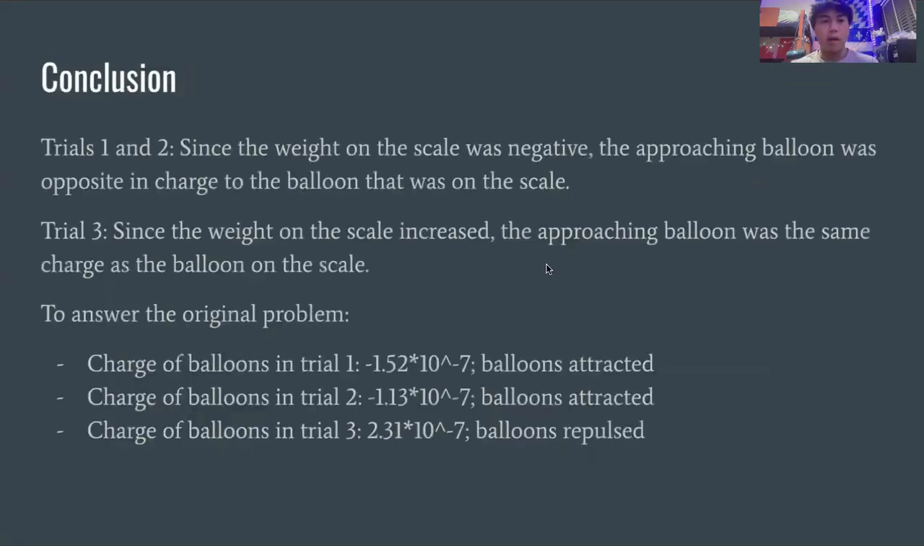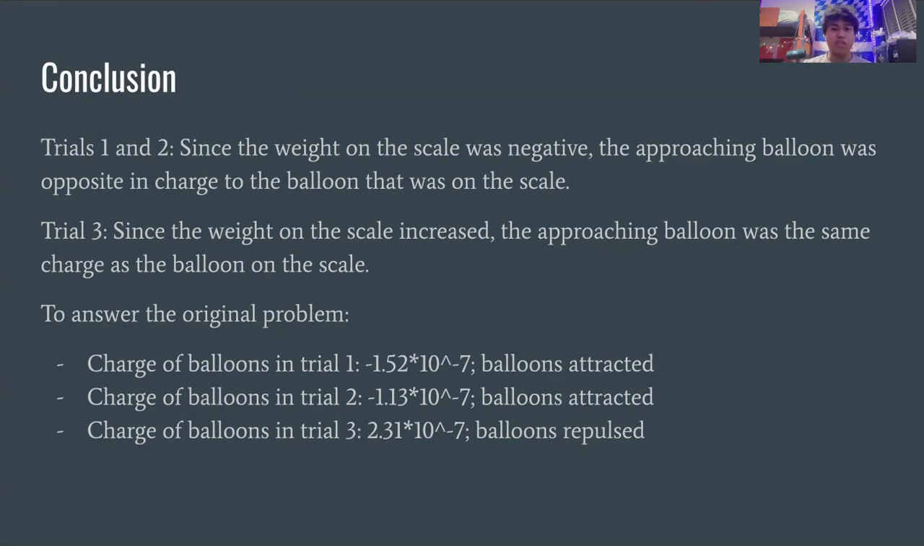So in conclusion, in trials 1 and 2, since the weight on the scale was negative, that means the approaching balloon was opposite in charge to the balloon that was on the scale, because as the top balloon was approaching the balloon on the scale, it pulled on the balloon on the scale, thus making its weight negative. And we can also see that since the calculated charges had negative values.